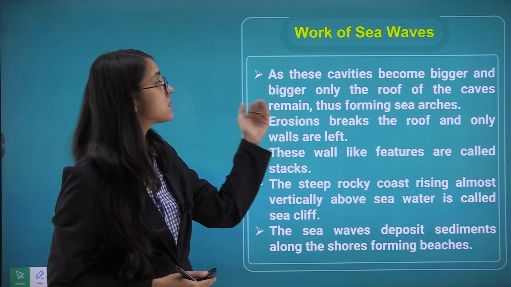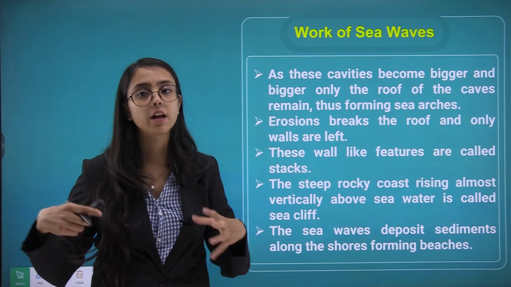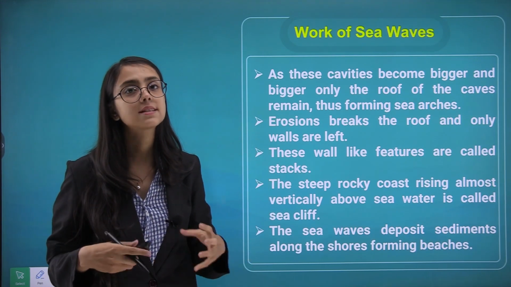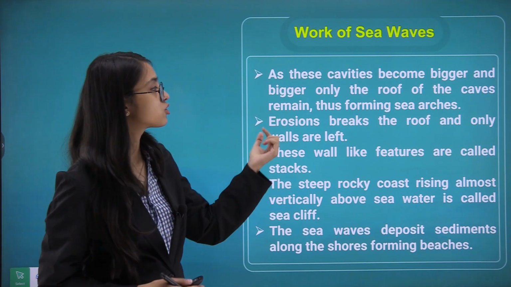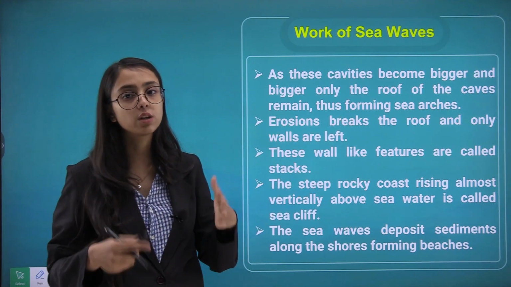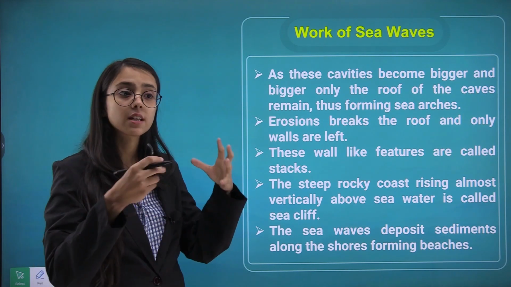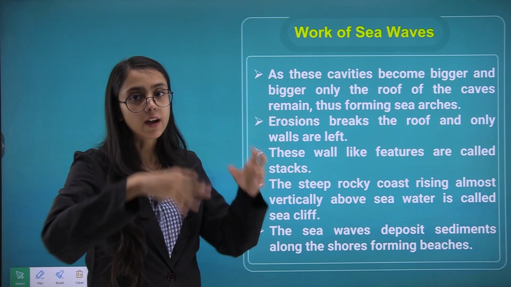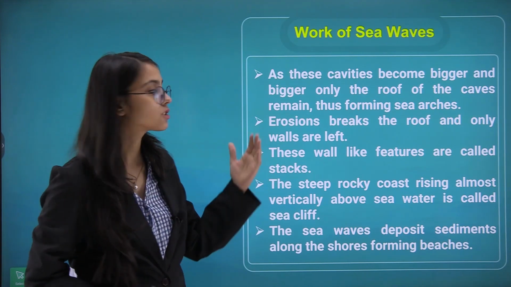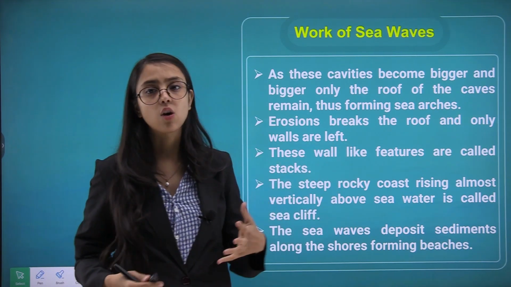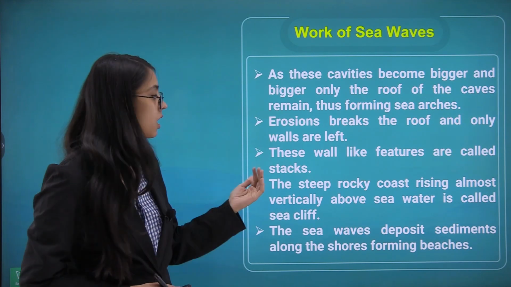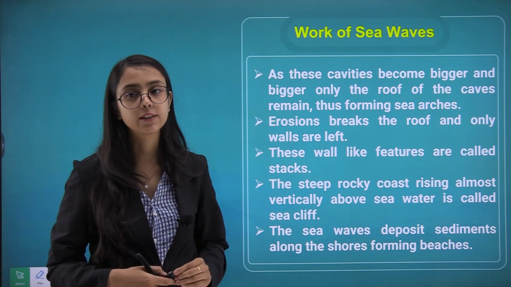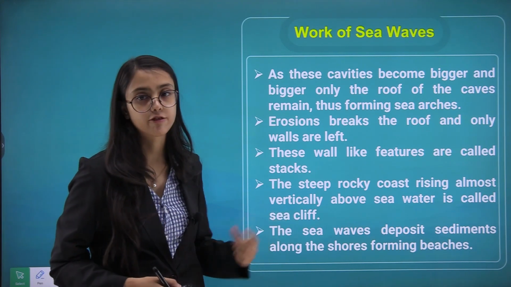Now, as these cavities become bigger and bigger, only the roof of the cave remains, thus forming a sea arch. Erosion breaks the roof and only walls are left. So, there may be times that the whole rock is separated from the cave and only a wall is left. These tower-like features are called stacks. The steep rocky coast rising almost vertically above sea water is called a sea cliff.